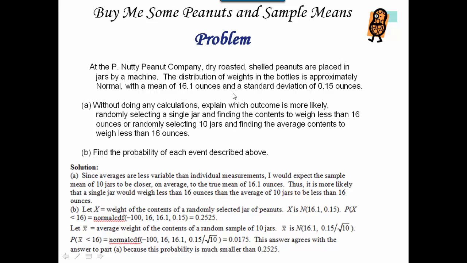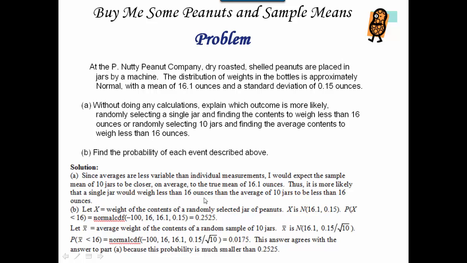At the Peanutty Peanut Company, dry roasted shelled peanuts are placed in jars by a machine. The distribution of weights in the bottles is approximately normal, with a mean of 16.1 ounces and a standard deviation of 0.15 ounces. Without doing any calculations, explain which outcome is more likely: randomly selecting a single jar and finding the contents to weigh less than 16 ounces, or randomly selecting 10 jars and finding the average contents to weigh less than 16 ounces. Here's what we could put as a solution.